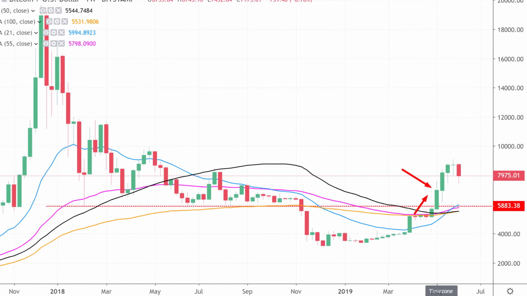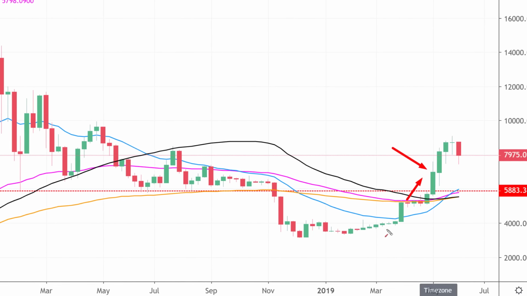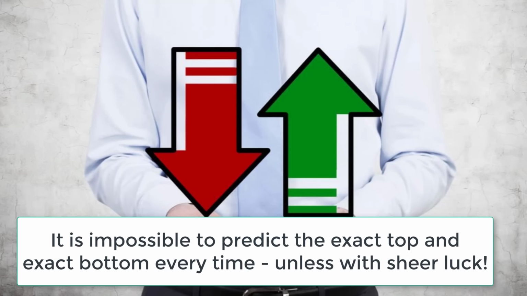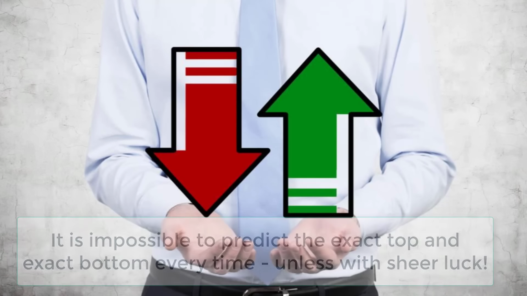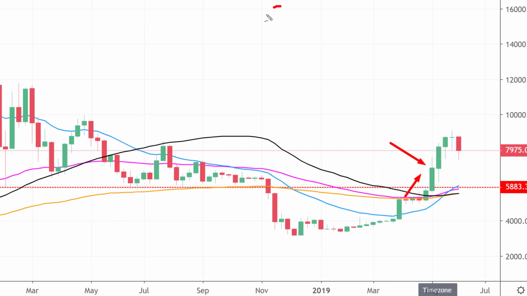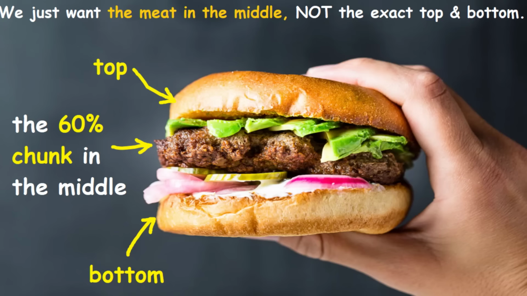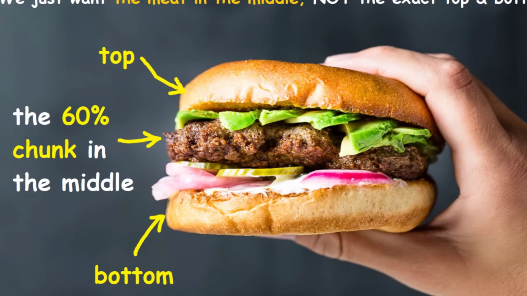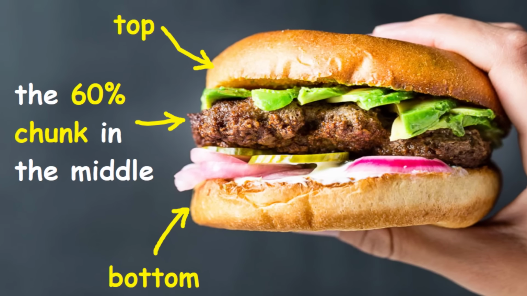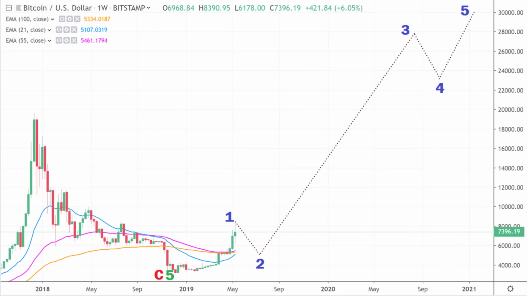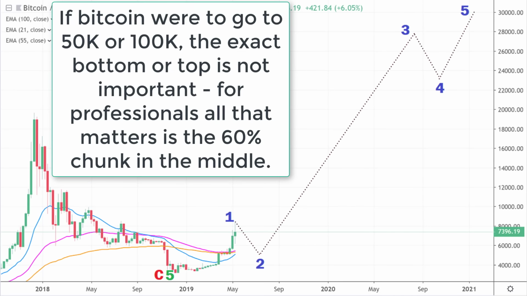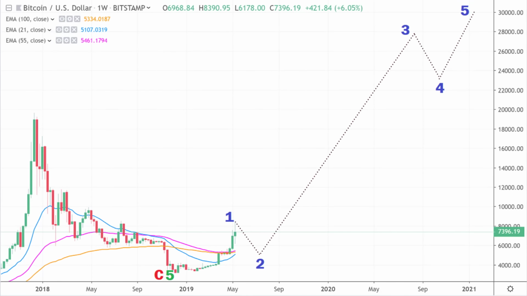And in case some of you are probably thinking, well, doesn't that mean you might miss the exact bottom and the exact top? Yes. But remember, guys, as I explained in the interview with Peter Brent, no trader or investor can possibly get the exact bottom and the exact top. All we're looking for is that chunk in the middle, the 60%, okay, let me just write this down, the 60% chunk in the middle. If you think about it like a sandwich, we're not looking for the carbs, the top bit and the bottom bit. We're just looking for that meat in the middle. So if Bitcoin, let's say, went up to 50,000 or 100,000, who cares if we didn't get the exact bottom or the exact top? All we want is that 60% bit or the meat in the middle.